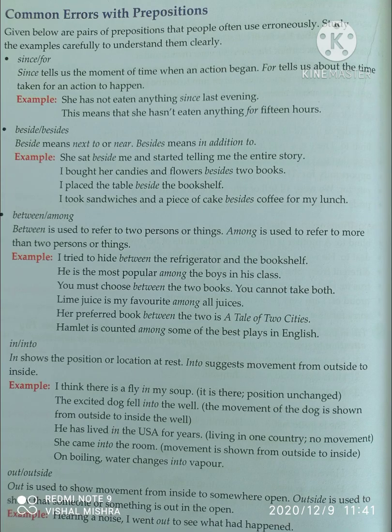In the English language, many words are very closely related to each other. Sometimes while using words, we can make mistakes. So let's learn how we can avoid those mistakes using appropriate prepositions. For since and for, since tells us the moment of time when an action began. For tells us about the time taken for an action to happen. Example: she has not eaten anything since last evening. This means that she hasn't eaten anything for 15 hours.